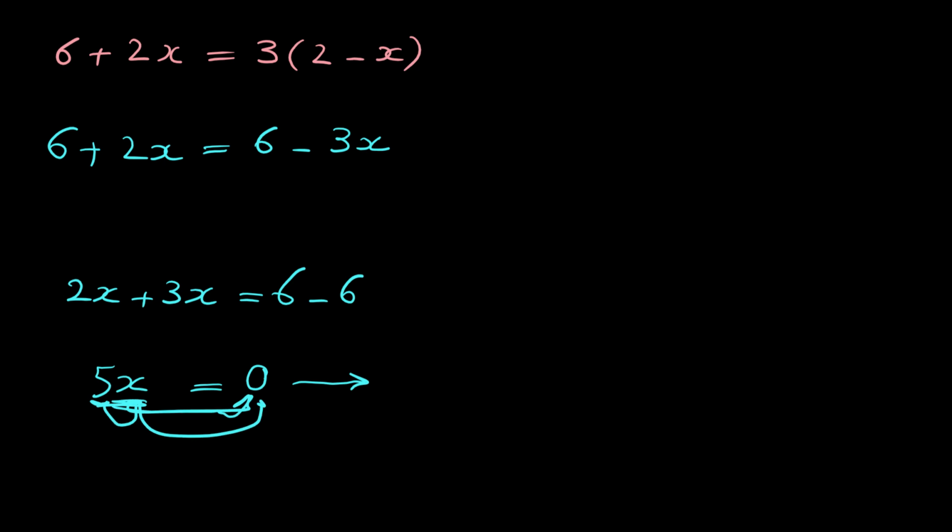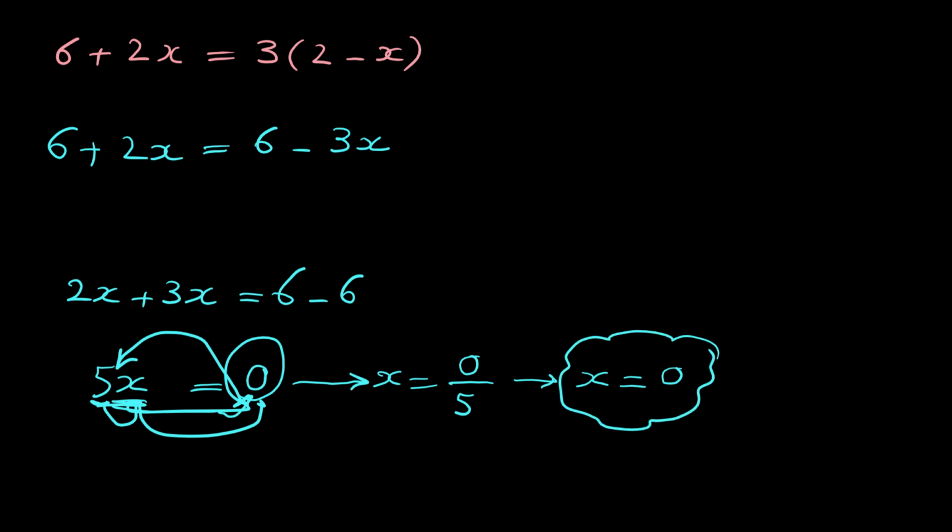So x is 0. But remember, the method that we are using for finding x at this last step is: x is always this divided by that. So x is 0 divided by 5. But we know that 0 divided by any number other than 0 is 0. So 0 over 5 is 0. So x is 0. So 0 is the solution of this equation.